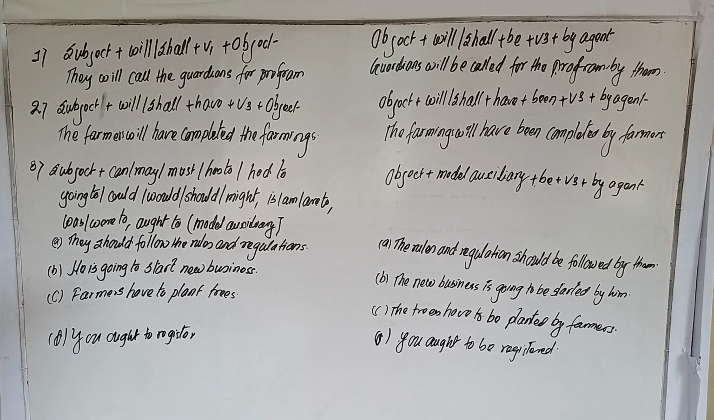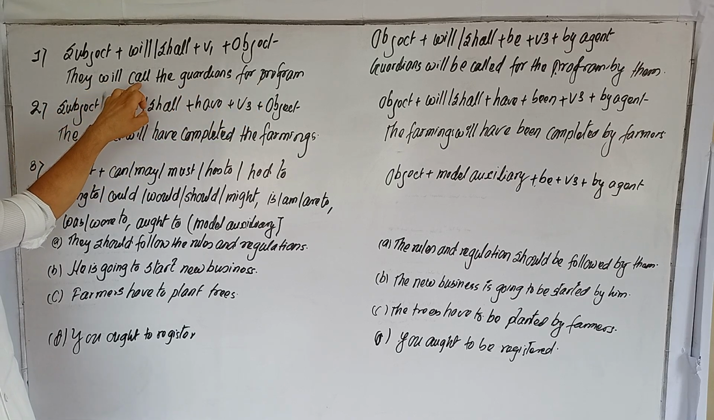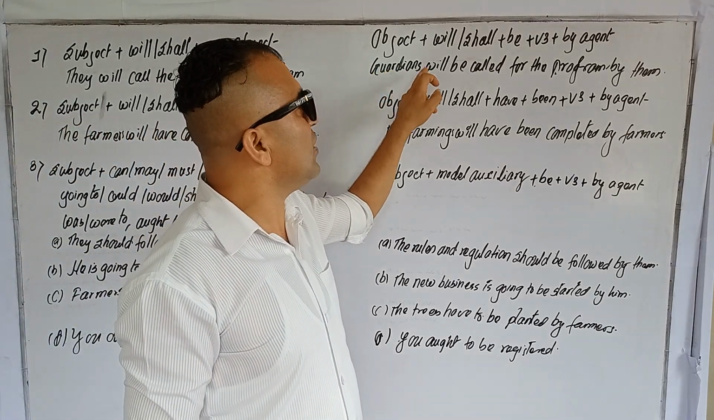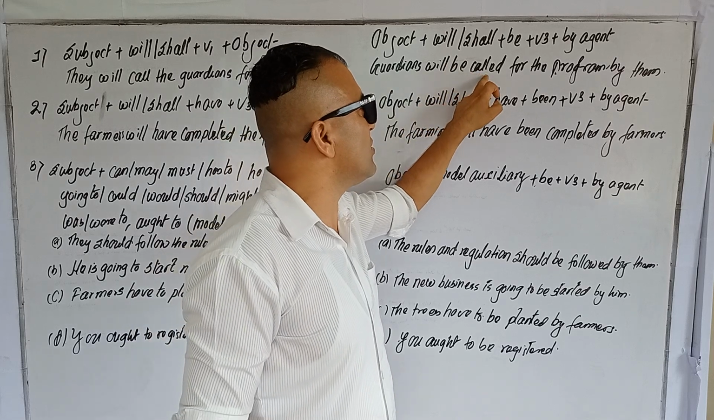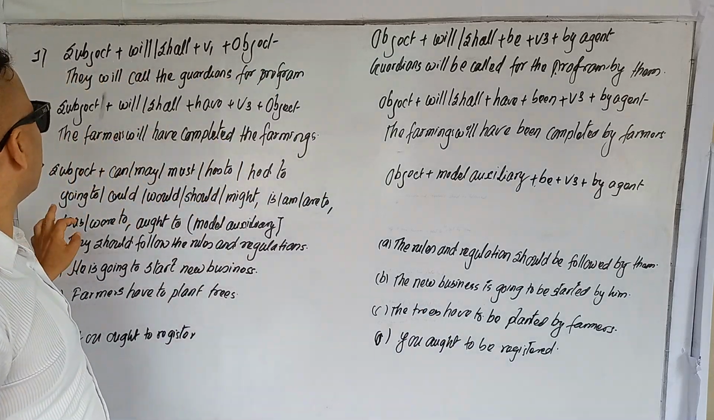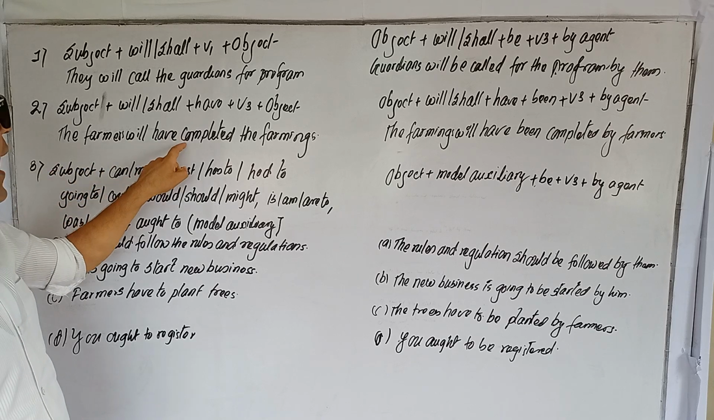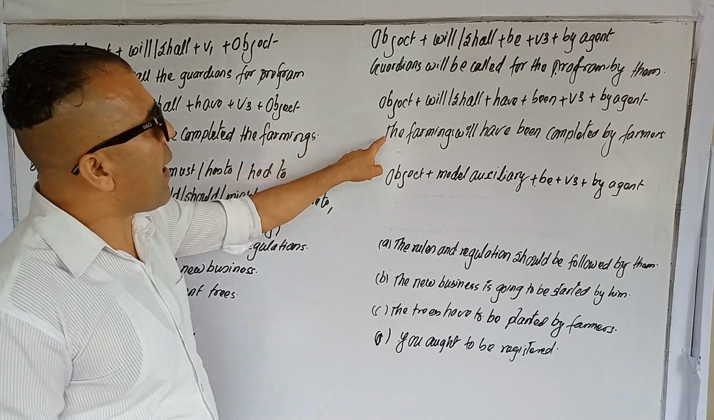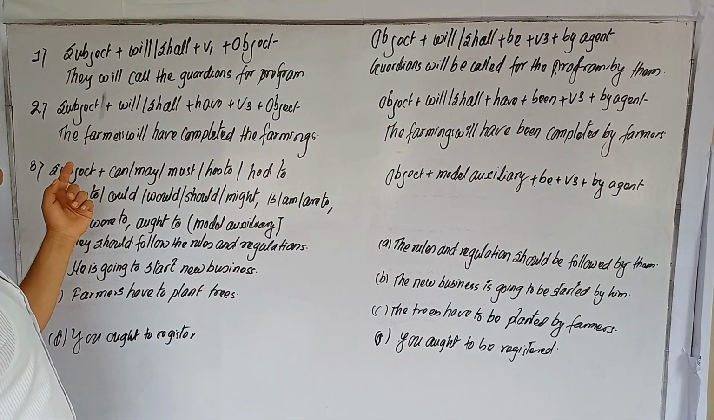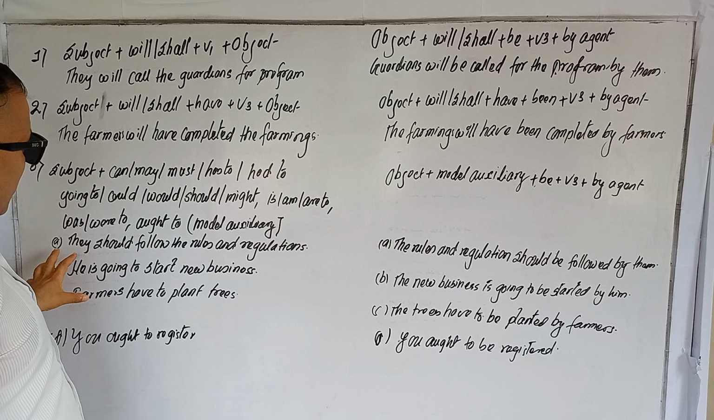So, subject plus they will call the guardian for the program. They plus will plus V1 plus guardian. This is the program. Guardian will be called for the program by them. Understand? The structure is like subject plus will have plus V3. The farmers will have completed the farming. The farming will have been completed by the farmers. Understand? The object is here and the farming is here.